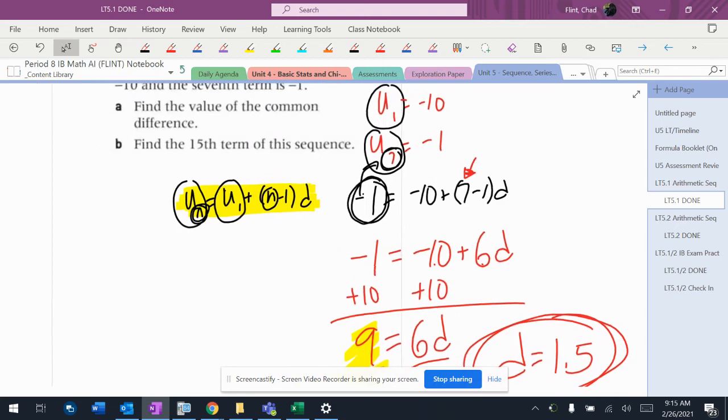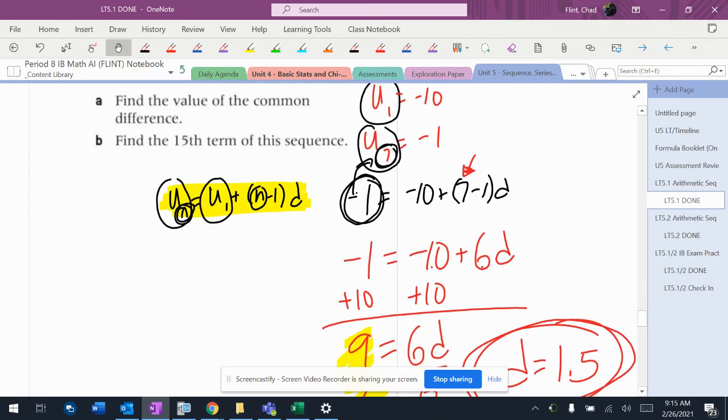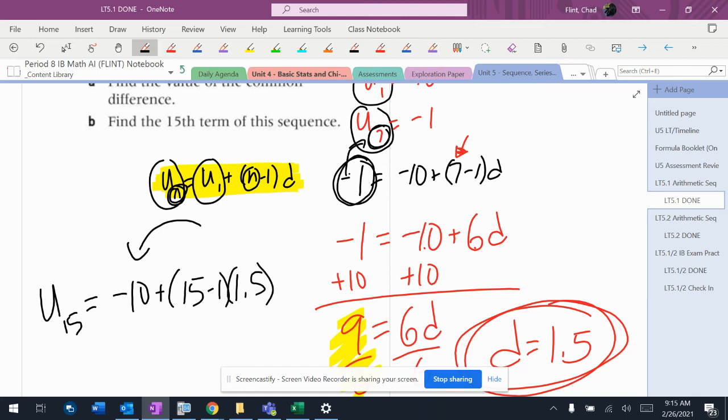Then it says find the 15th term of the sequence. So now I've got to go back to the beginning to this formula. It wants me to find the 15th, so it wants me to find u15. And that's going to be u1, which is still negative 10. That didn't change. The n is now 15, so I'm finding the 15th term. And now the d is 1.5, because I just figured that out in this first step over here.